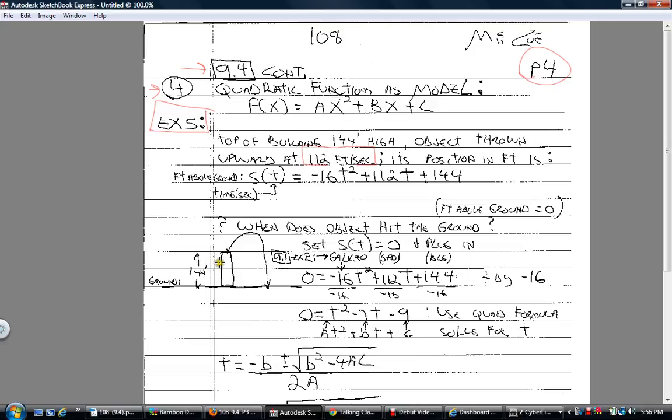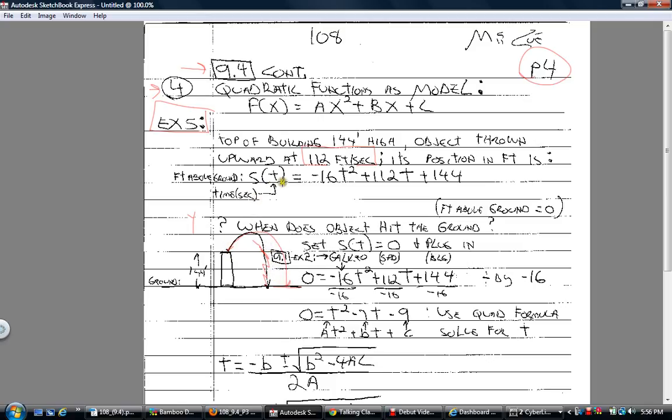So here's my little diagram. There's a building 144 feet. It's going to go up and it's going to come down. I think of this parabola. I don't know if that diagram is as good as I would like it to be. So it's got the shape of a parabola. When it hits the ground, and if you think of feet as your y-axis, the distance would be at 0. And so the question here is, when does the object hit the ground? You stand here at 144, you throw it up, and when will it hit the ground at 0?